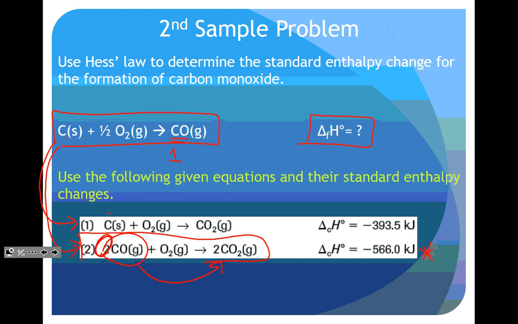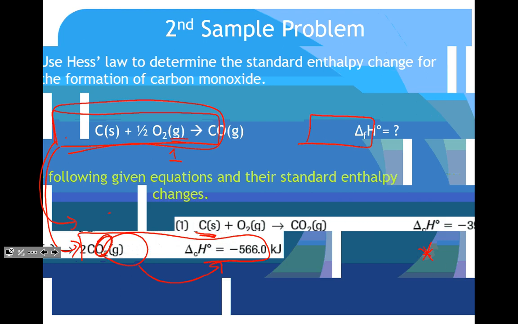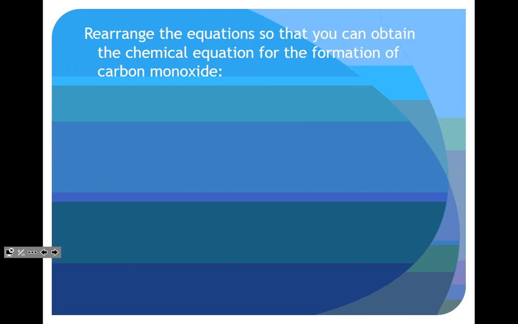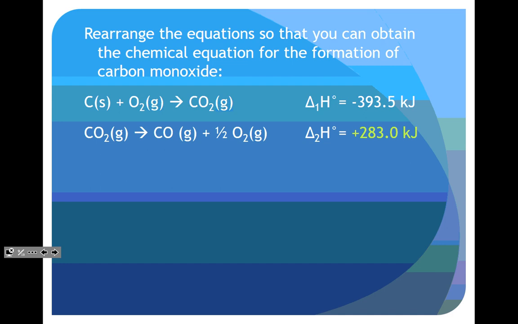And what else do I have to do? Oh, look, see, notice that there's a carbon dioxide here? I have to make that go away because there's no carbon dioxide here. There's nothing. So I have to make that go away. So you play around with it until you get your answer. So rearrange the equations so that you obtain the chemical equation for the formation of carbon monoxide.